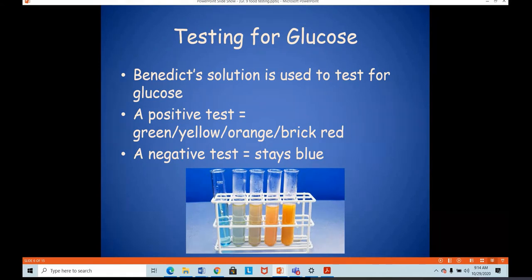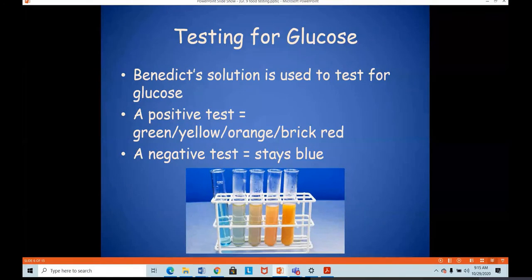So this is how the test looks like. Benedict's solution is actually blue in color, and when you add it to a solution which contains glucose, it gradually changes color from blue to brick red. Okay, so a positive test means the color of the Benedict's solution changes first from green to yellow to orange to finally brick red. A negative test means the food does not contain glucose and it stays blue. All right, so in this test, heat is also applied. You need to also apply heat over here.